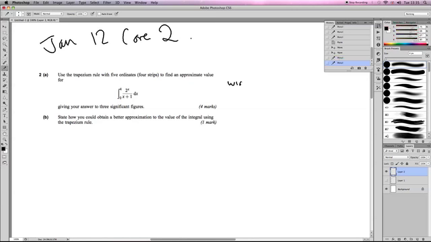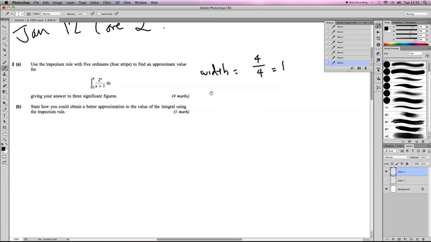So the width of my trapezium is going to be the difference in my limits, which is basically 4, divided by the number of strips I have, which is also 4. So my width is 1, and you normally get your first mark there.